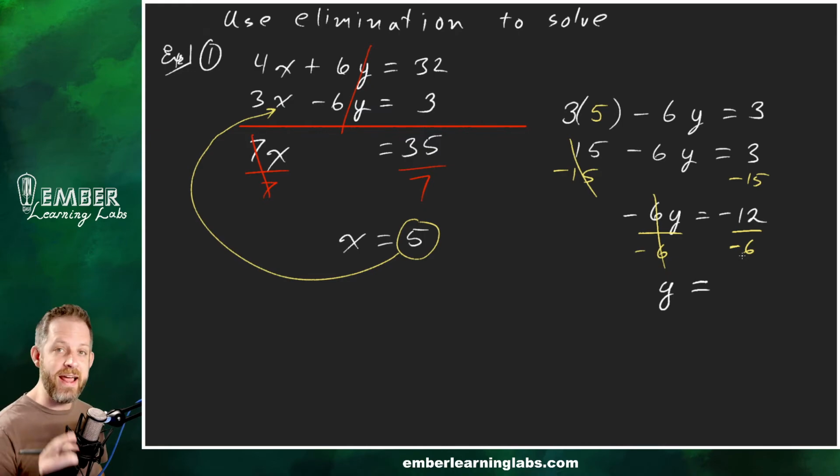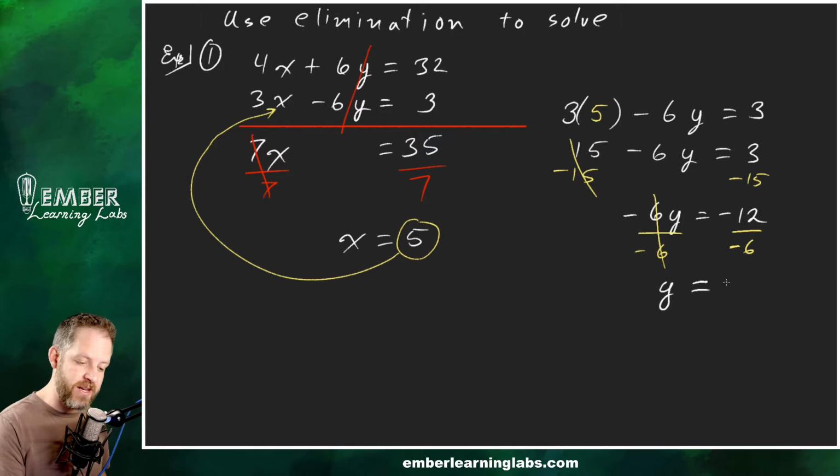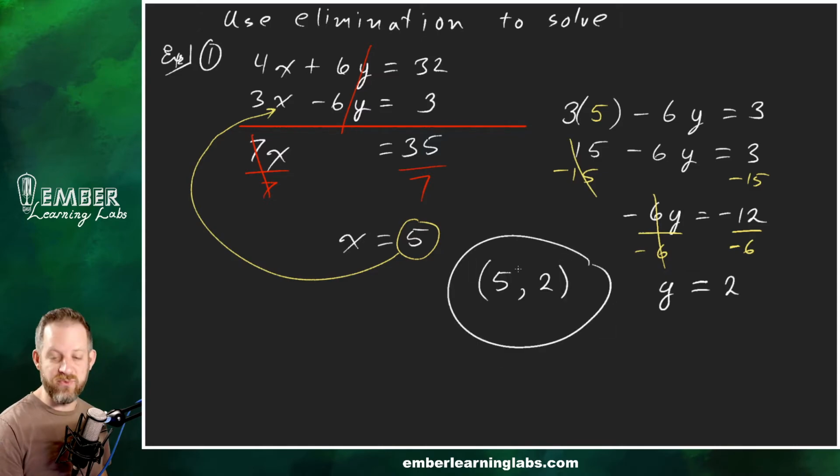Negative 12 divided by negative 6 ends up with positive 2. And so we write our answer as a point being 5, 2, because we write points x, y. Let's do one more example.